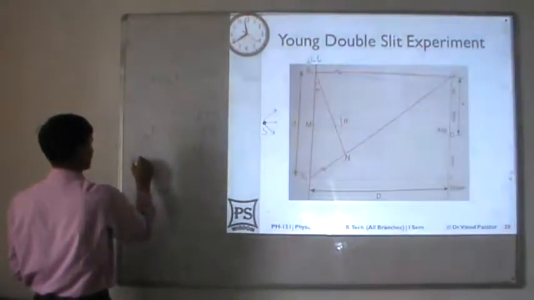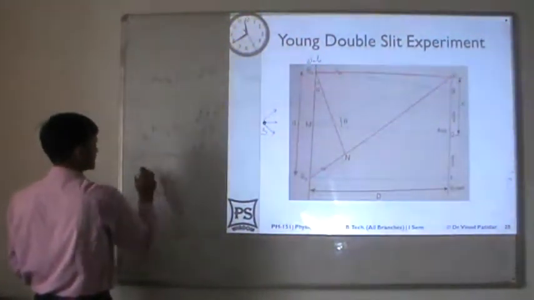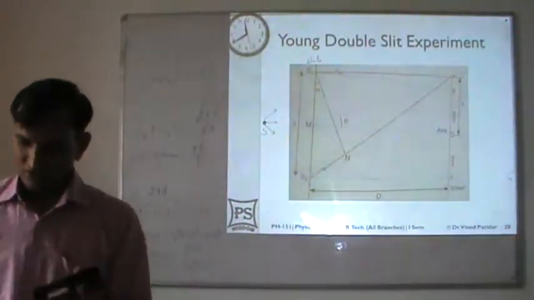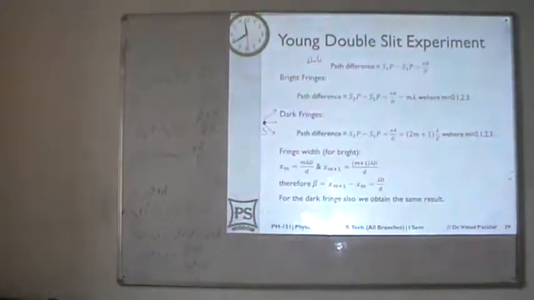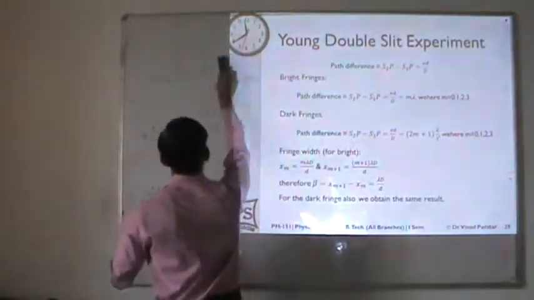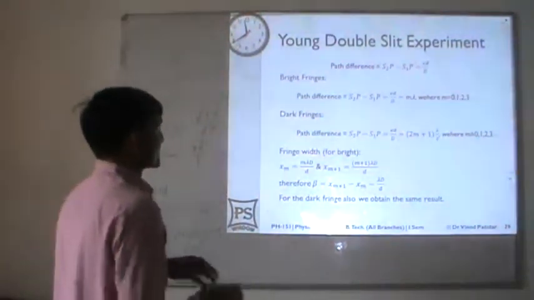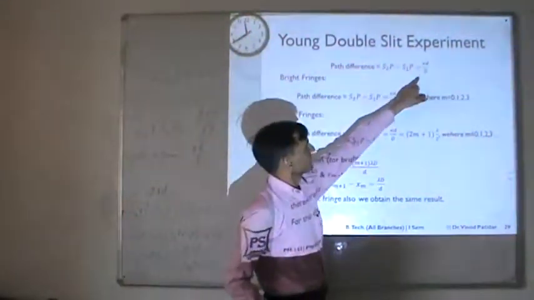This is the path difference here. So this is the final result. Using some geometry, we could calculate what is the path difference between the two waves which are reaching the point P. Now, this is the path difference.